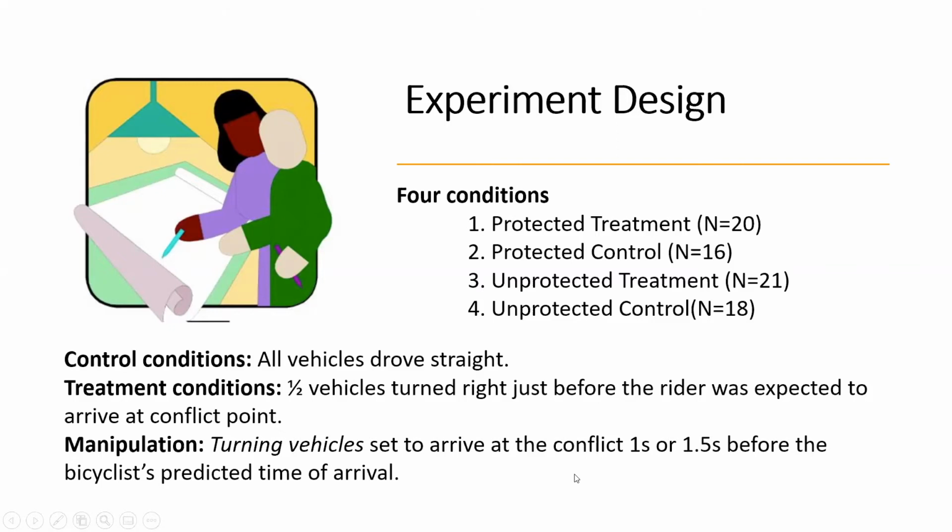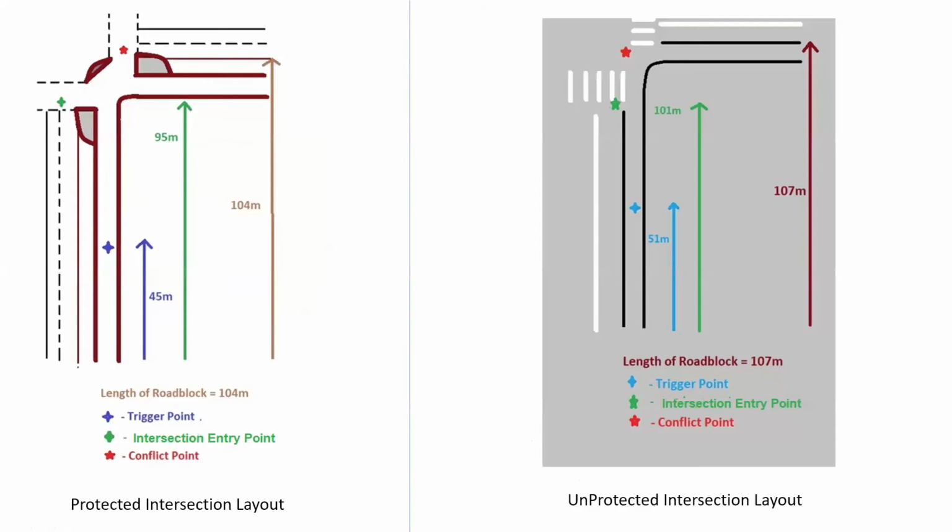The manipulation we have is that the turning vehicles are set to arrive at the conflict point, which I'll be explaining now, at 1 or 1.5 seconds before the bicyclist's time of arrival. I have a picture here. It's just a layout of the protected and unprotected intersection.